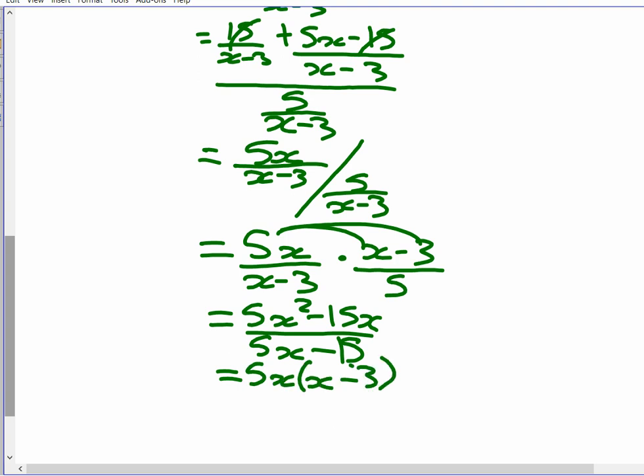Over 5x subtract 3. Okay. And then this cancels out. And then the 5 cancels out, and then you just end up with x. Right there. Well done. Isn't that amazing? That big, horrible, complicated thing just simplified down to x.